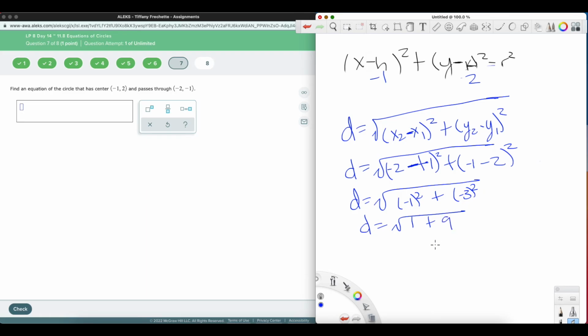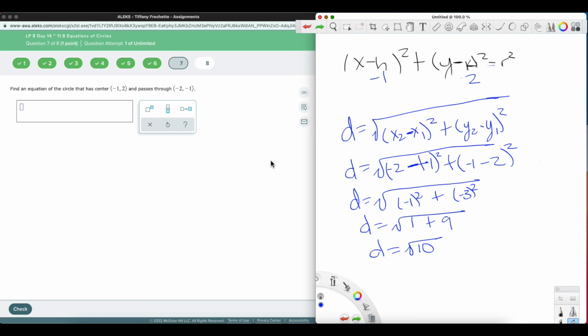So now I have the square root of 10. So I have the distance from the center to the side where it passes through is the square root of 10. So that is my radius, the square root of 10. I don't want to use any decimals. I don't want to actually find the square root of 10. I know it doesn't give me the calculator, so it's not expecting me to do that.